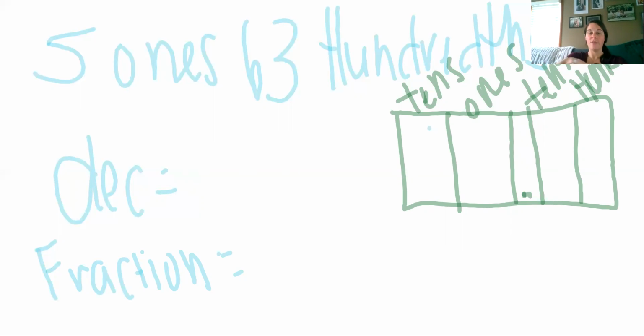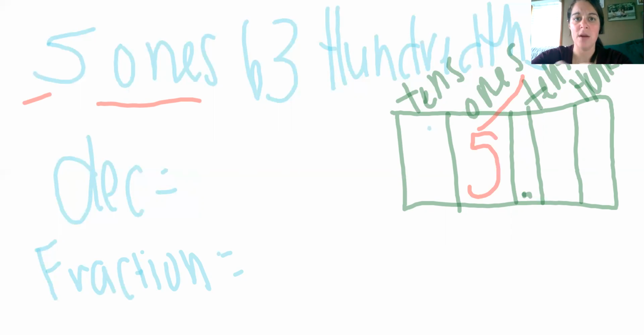Okay, let's take our information and just plug it right into our chart, right? Plug it in. 5 ones go into my ones, and I have 5 of them. I have 63 hundredths. Go into my hundredths, which is my last, but there's 2 numbers there. Each one has to go into its own spot, right?